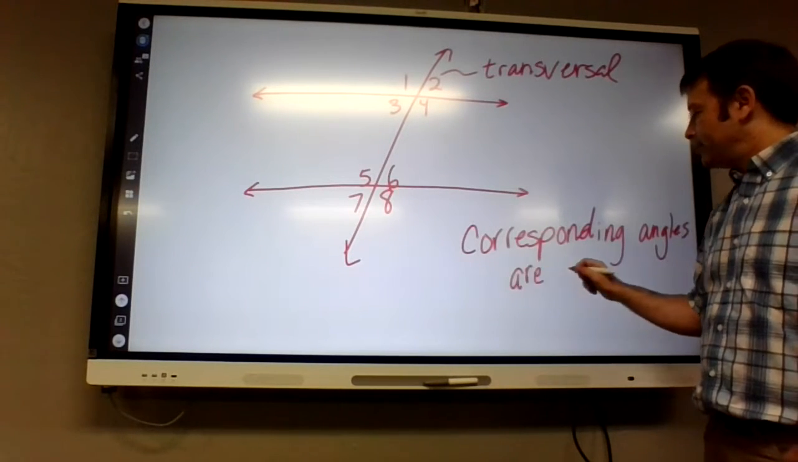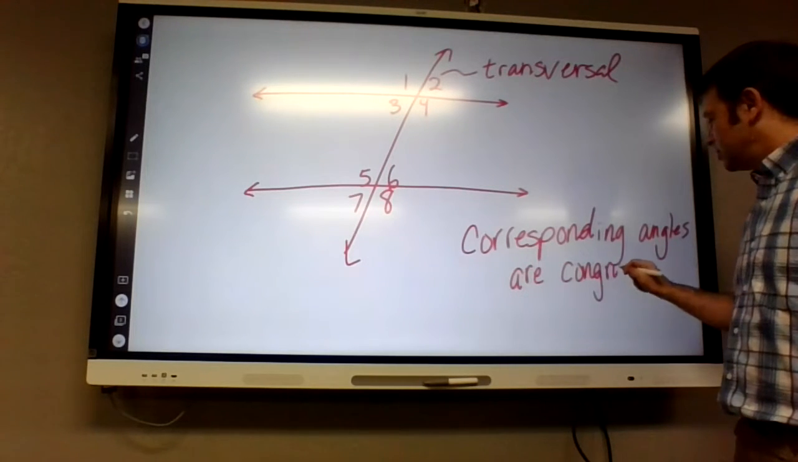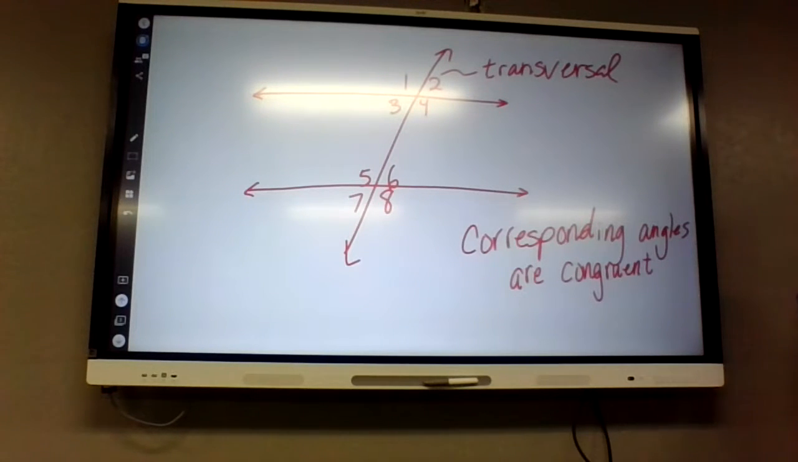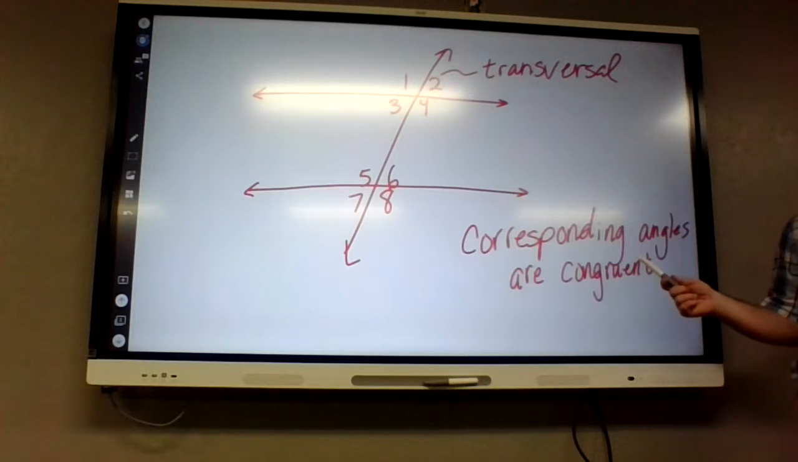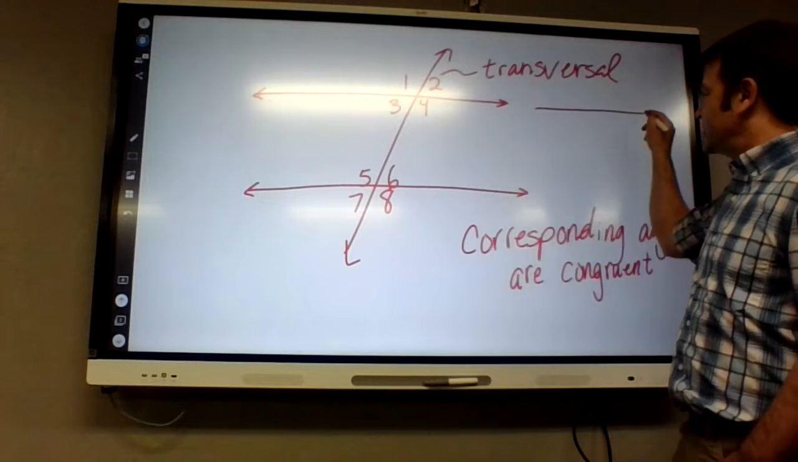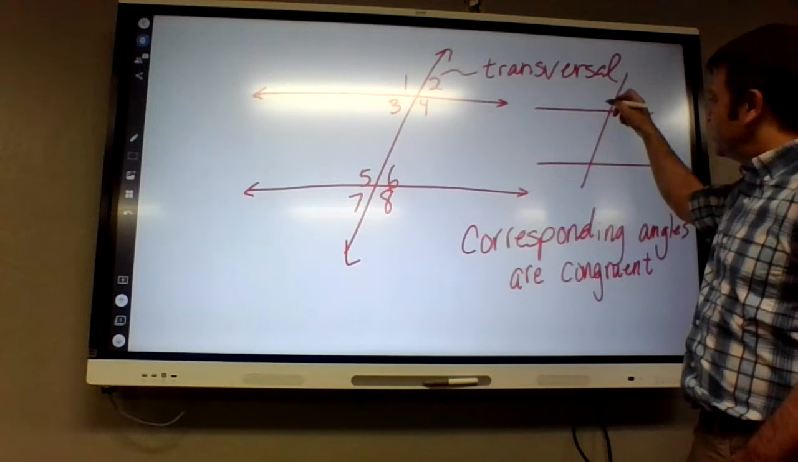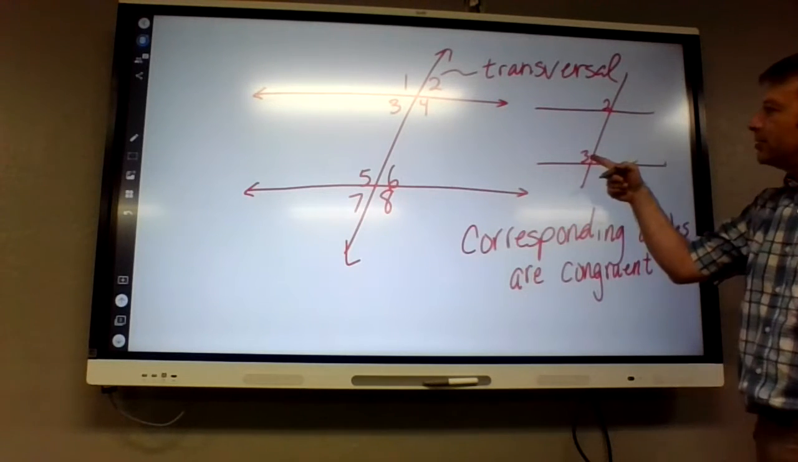That is a postulate. You guys remember what a postulate meant? It means something that seems obvious, so we just assume it's true. So corresponding angles are congruent. If the lines are parallel, if the lines are going in the same direction and you cross them with a third line, then the matching angles they create are going to be congruent.